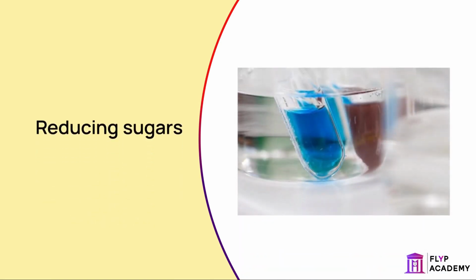The test for reducing sugars, such as glucose, is done using Benedict's solution. Benedict's solution must be mixed with the sample and then heated for several minutes in a water bath. Benedict's solution is bright blue and will turn green, yellow, orange or brick red if glucose is present. Green indicates a small amount of glucose and brick red a large amount.